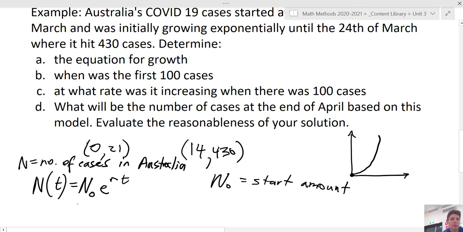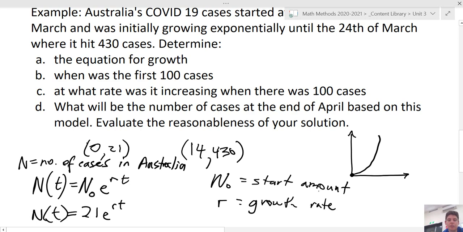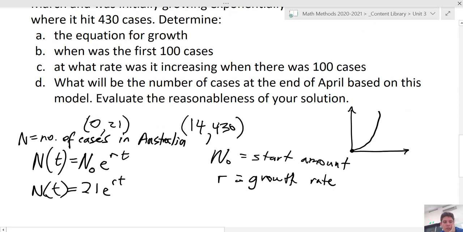In our example today, what's the start? 21. Okay? Do we know the growth rate? Does it tell us? It doesn't tell us. So r is the growth rate. Because it's growth, it will be positive. Are there any questions so far?